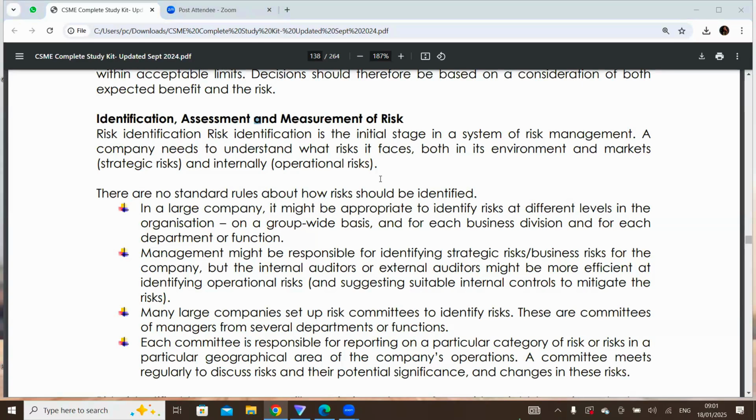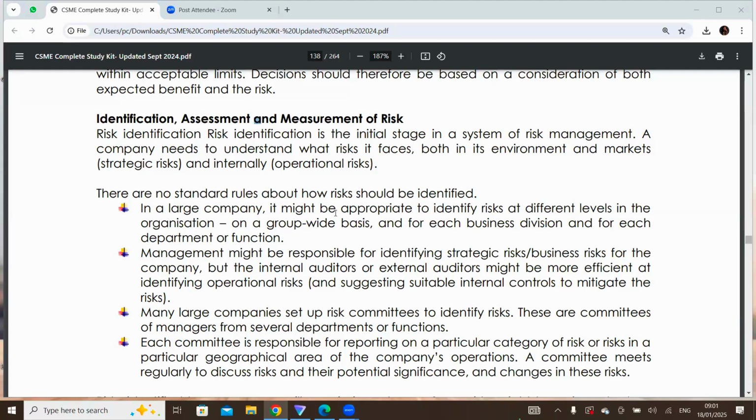And then we have operational risks, which are all the ones we just mentioned in class today. Market risks, credit risks, things that are typically within your control. So they said that there's no standard rule for how you should identify your risks. In large companies, it may be appropriate to identify risks at different levels. They will do it at the group level, at the business unit level, at the departmental level.